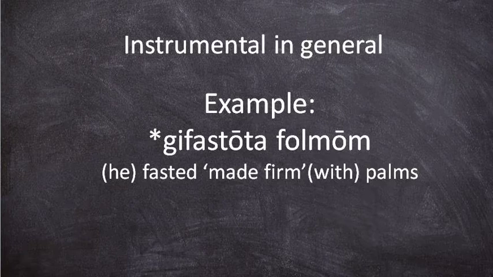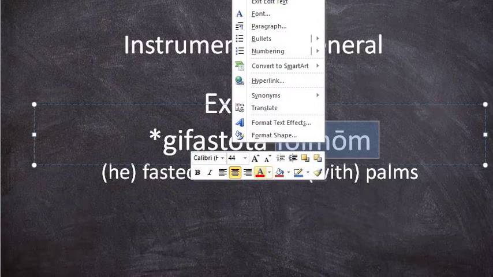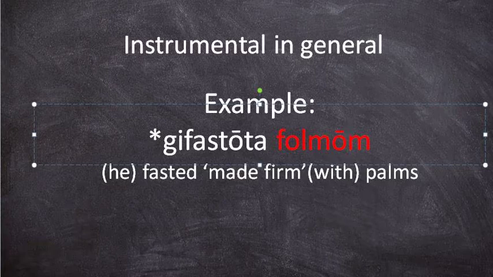Here's our third example: gefasthota vollmom. So he fasted, not as in not eating for a period of time. This is fasted as in he made firm, quote unquote, with his palms and whatnot. Again, we have this dative instrumental thing going on. This is in the plural dative, but acting instrumentally. So this is applying the instrumental. Moving on.